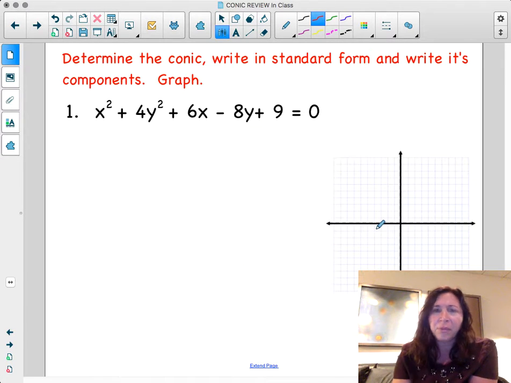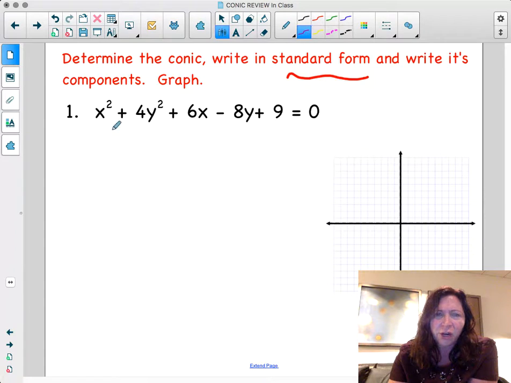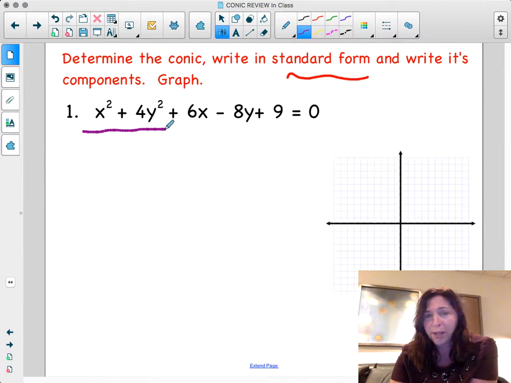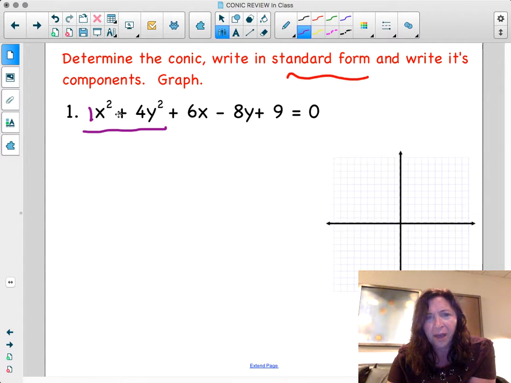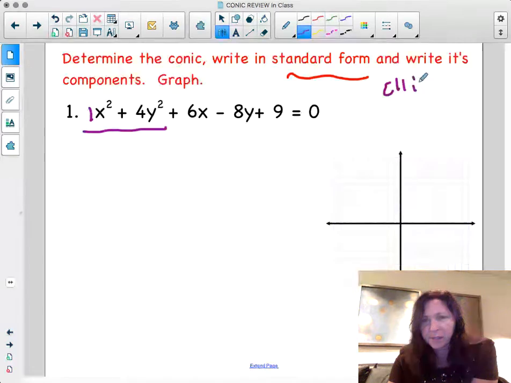Okay, so the next problem says, determine what kind of conic it is, and then write it in standard form. So for this problem right here, you always look at the two squared terms, or if there's just one, you know it's a parabola. This is a square, this is a square. These terms, the 4 is different than the 1. Therefore, if they're both plus and the values are different, this is called an ellipse.